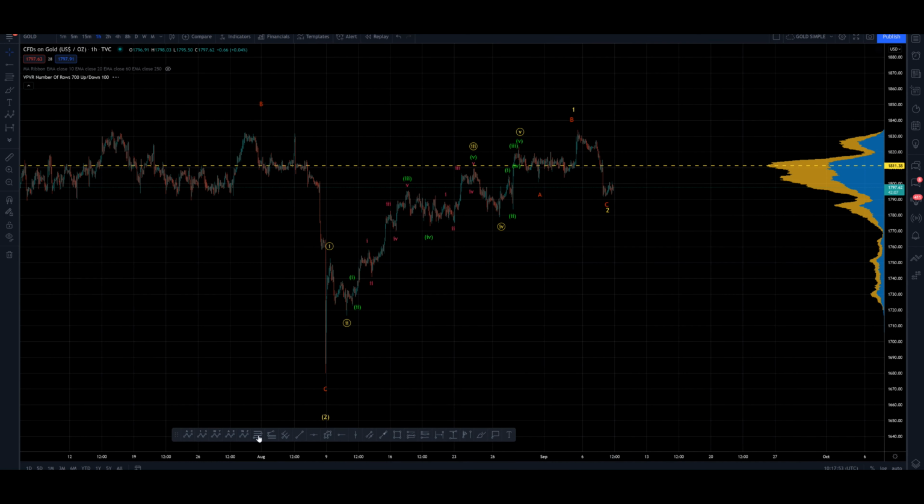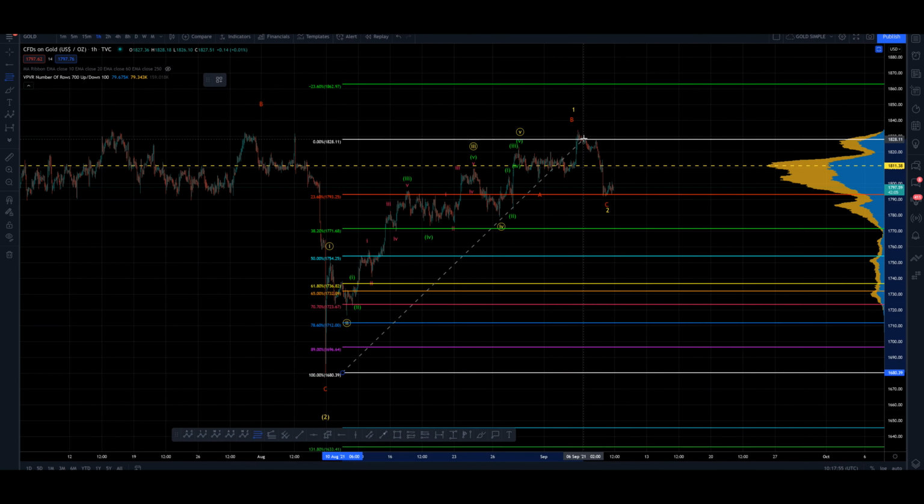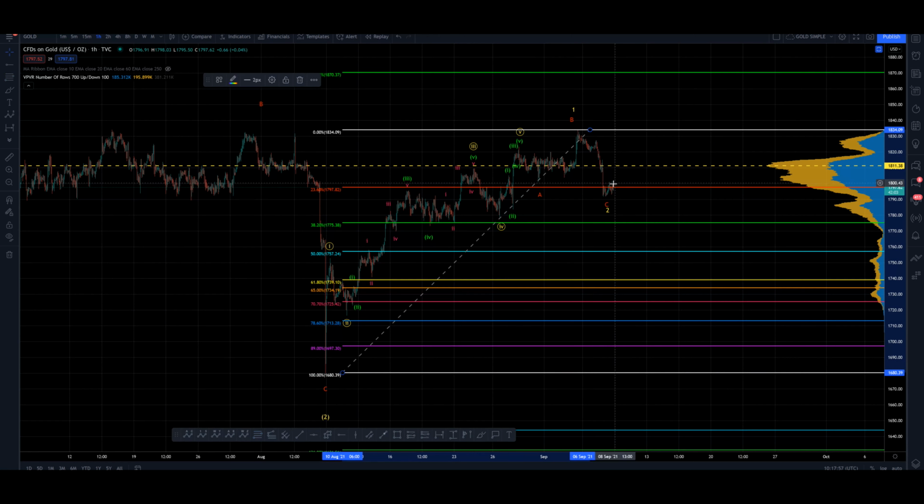Either way, I think if this is a completed 1, 2, 23.6 is very shallow. I mean, we've come to the 23.6, but it's very shallow. I would expect to see a deeper move down into the 50, maybe into the 61.8, into the golden ratio down here. So we'll wait and see how it develops.